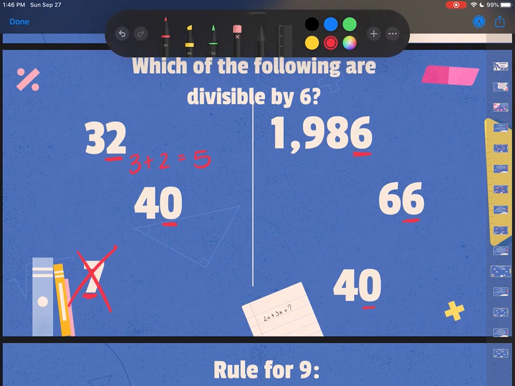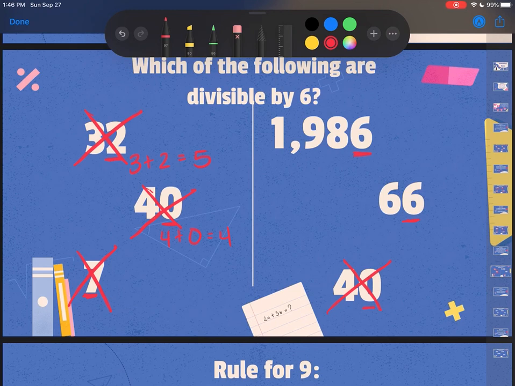So 32 would be 3 plus 2. 3 plus 2 is 5. If I skip count by 3, that's 3, 6, 9, 5 isn't in there. So 32 would not be divisible by 3, so that means it wouldn't be divisible by 6 either. 40 would be 4 plus 0. So 4 plus 0 is 4. If I skip count by 3, I've got 3, 6, 9, 4 is not in there. So 40 would not be divisible by 3, so it won't be divisible by 6. Oop, I realized there's two 40s. So neither 40 would be divisible by 6.